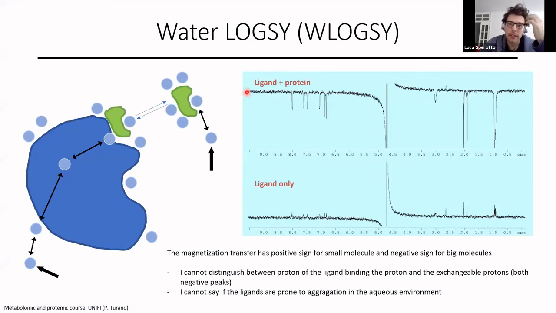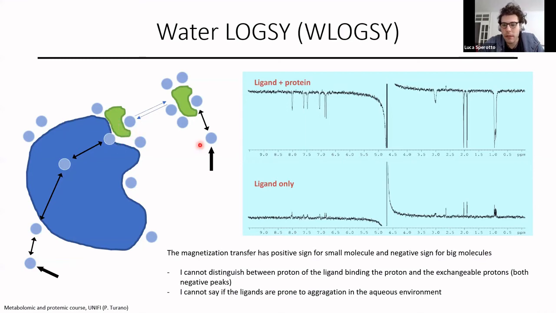So in this case, we have two different samples, one with only the ligand and one with the ligand and the protein. And what we are doing is basically we excite the water molecules, and because of the NOE effect, so you just work with the NOE effect, exciting this water molecule, it can then transfer the magnetization to other water molecules, up to your protein and your ligand.